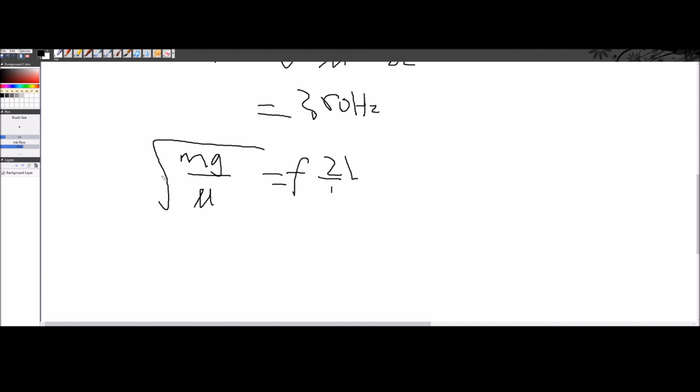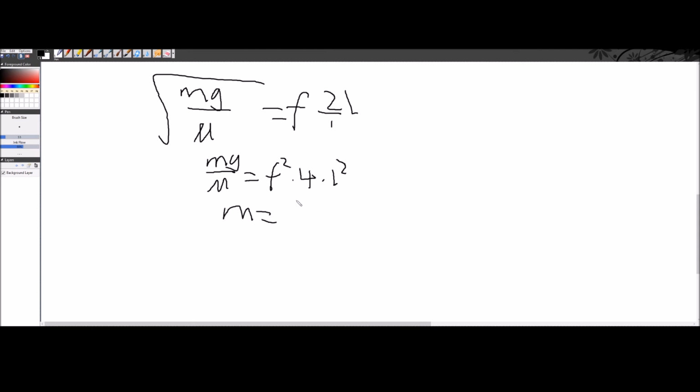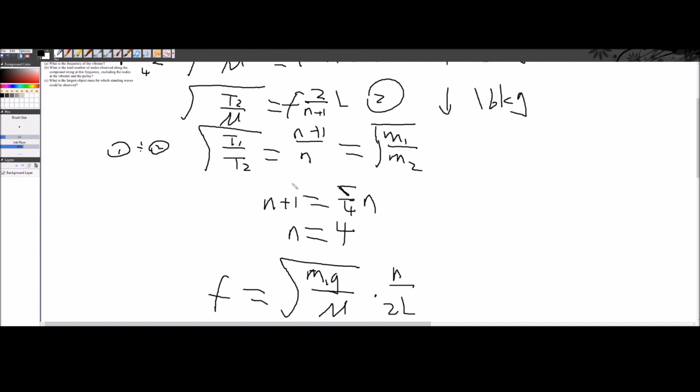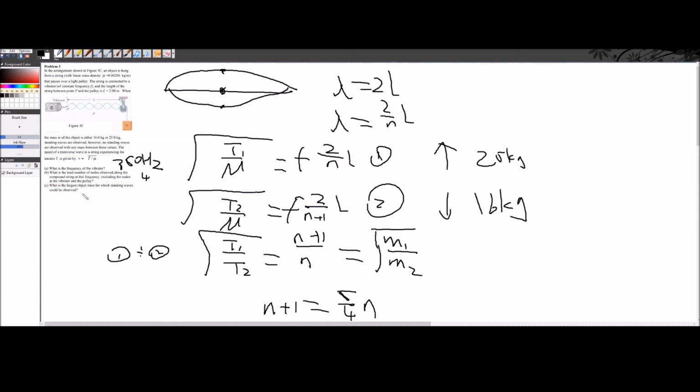Let's square both sides. We get mg over mu equals frequency squared times 4 times L squared. Now we can put mu up there and g down there, so we get the mass equals 4 f squared L squared mu over g. Solving this, plugging in the values we know from the question, we get the mass is roughly 400 kilograms. So now we know this is 400 kilograms. And that's it.